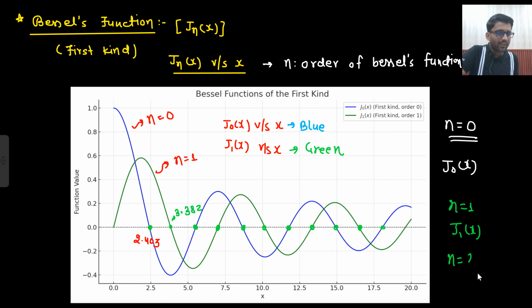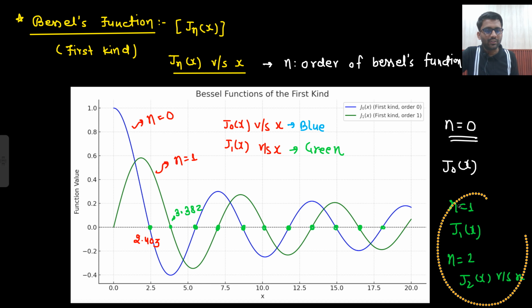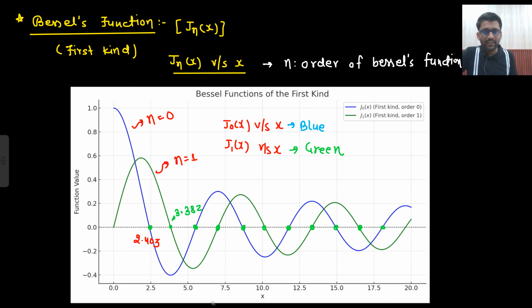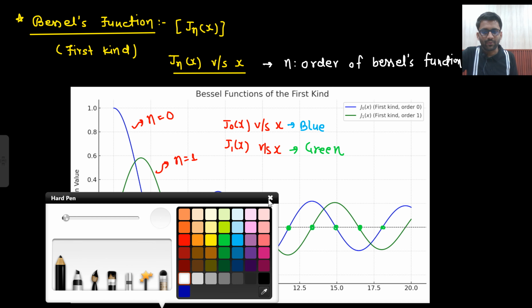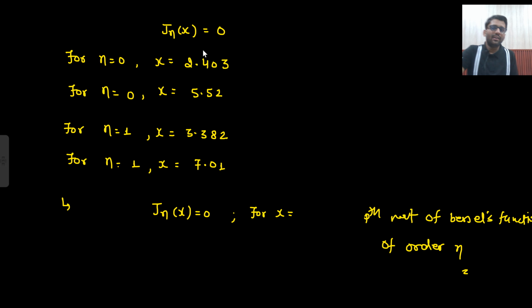For n equals 2, there will be a different graph, J2(x) versus x, but we did not draw that graph. That different graph will go in a different manner. It will also have its own zeros, right? So let's write down a few things about this graph, because understanding the Bessel function graph is very, very important for you. So we are seeing when Jn(x) is becoming 0.